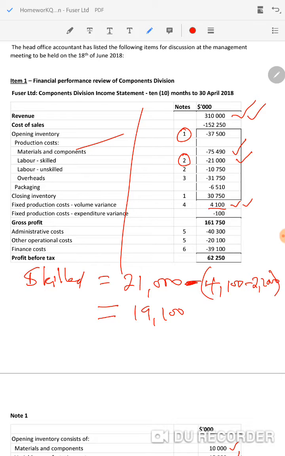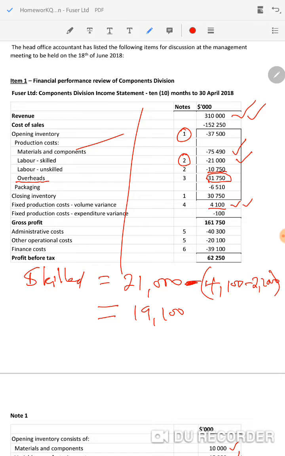Then the next item on the line item was unskilled labor. So remember, unskilled labor, we were told that this was variable. So in our answer, this goes under our variable costs. So that one, no issues and no adjustment required. Then let's move on to the production overheads.